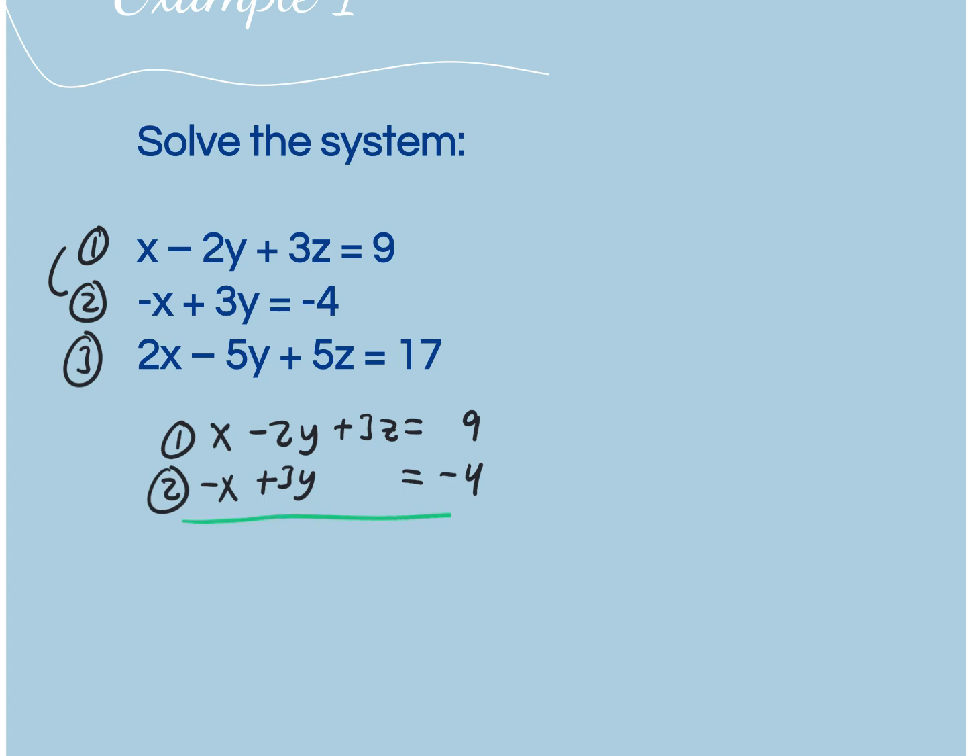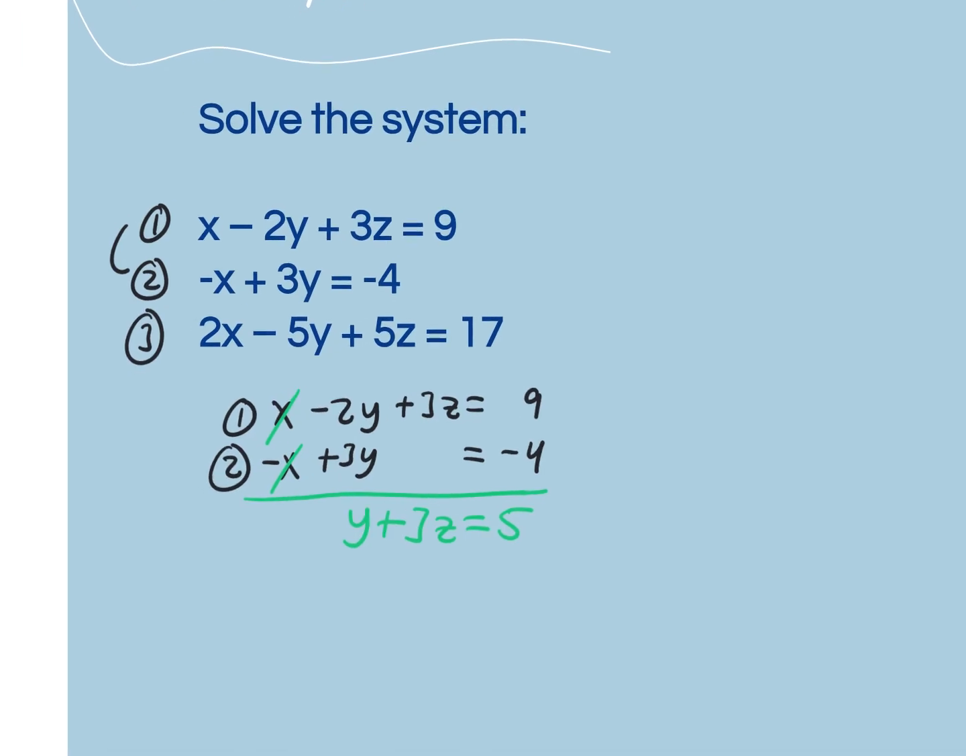Your new equation is going to be whatever you get when you combine these two. If you combine these two equations, x minus x goes away, negative 2y plus 3y is y, and nothing combines with 3z, so I'm just going to write y plus 3z equals 9 minus 4, which is 5. And so you get an equation with two variables. I'm going to call this new 1. So this is my new equation number 1.